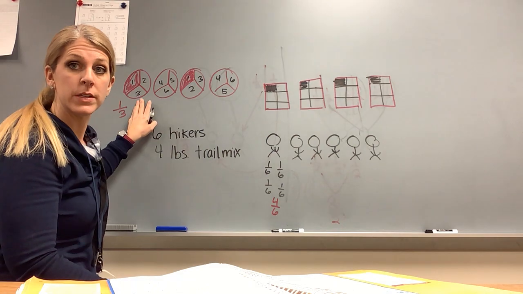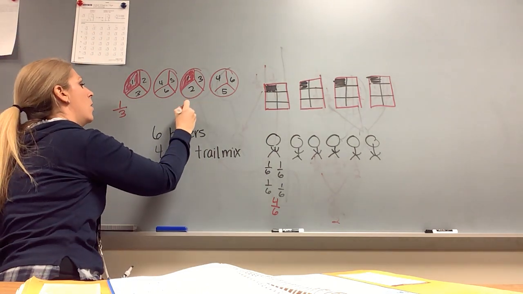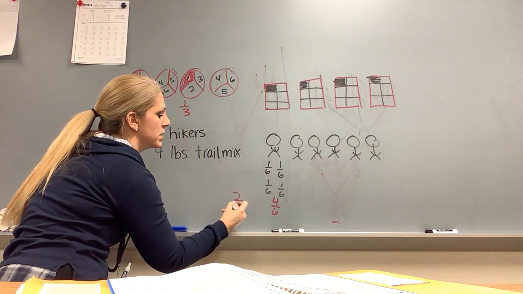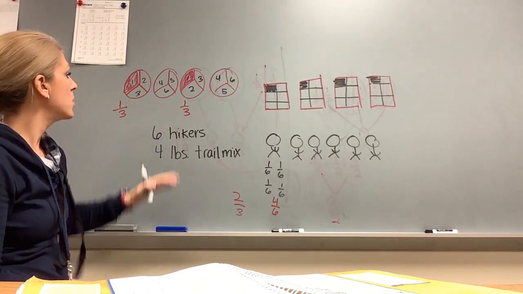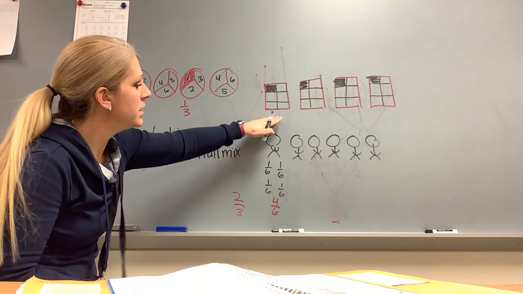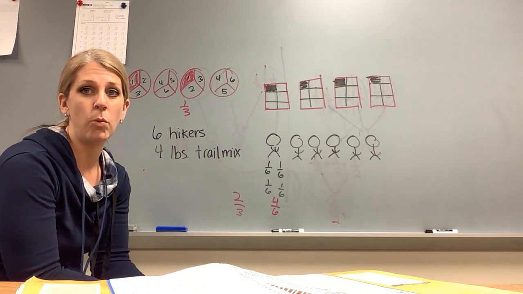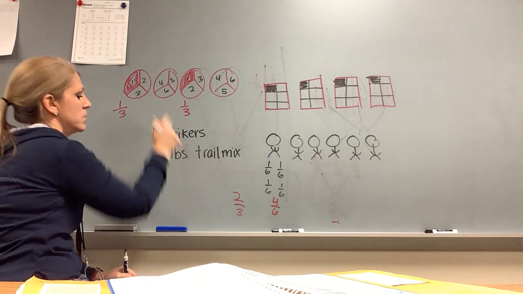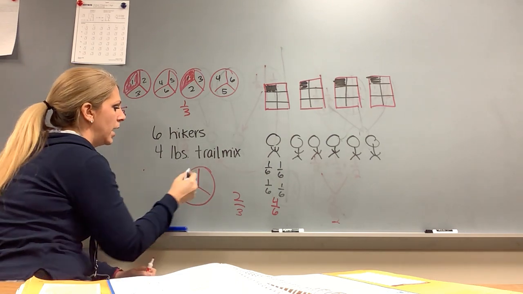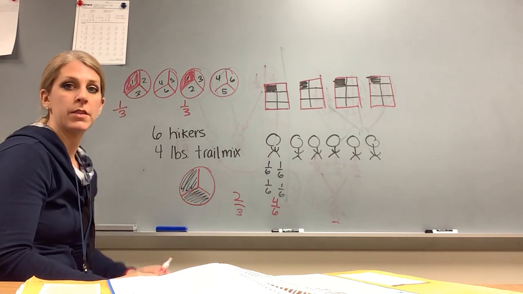So I got 1/3 of this bag, but I also got 1/3 of this bag. So altogether, I got 2/3. Let's put it down here so we can see it next to the other one. In this picture, I got 2/3 of the trail mix. In this picture, I got 4/6 of the trail mix. So let's think about what that might look like. Let's go back to this picture here. If I have 2/3 of something, it would look something like that.